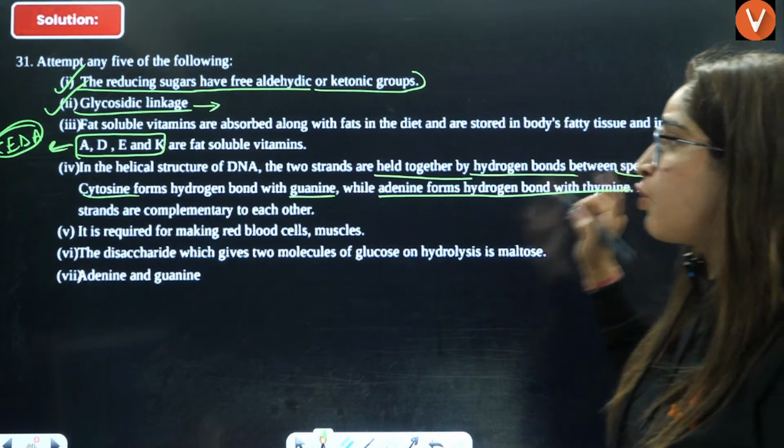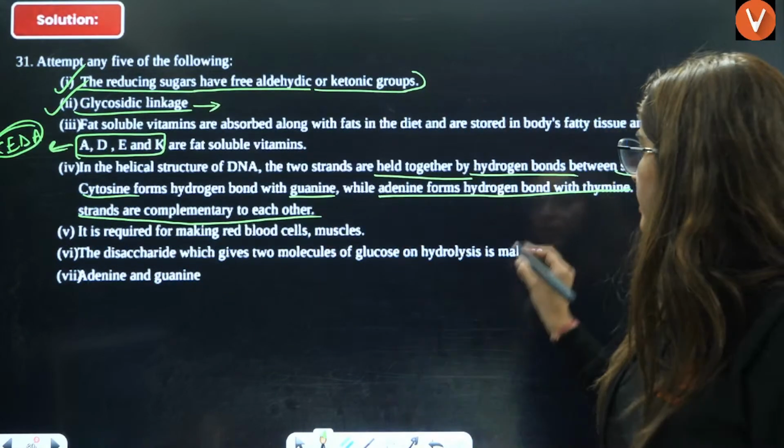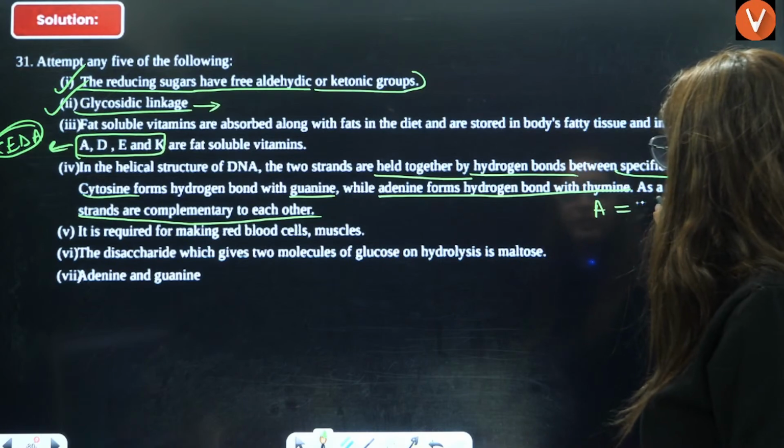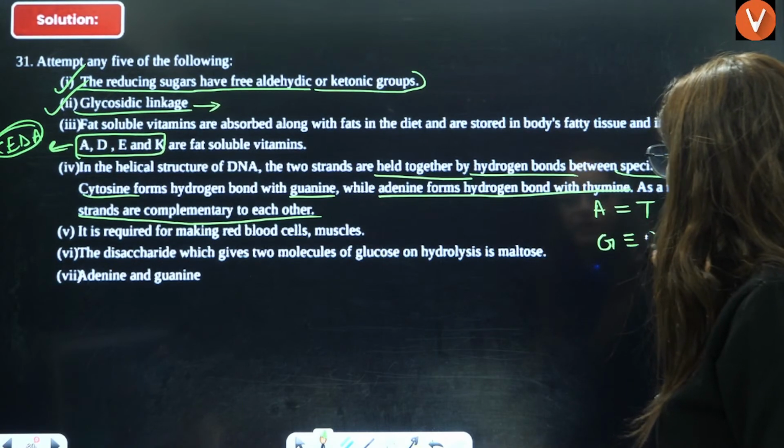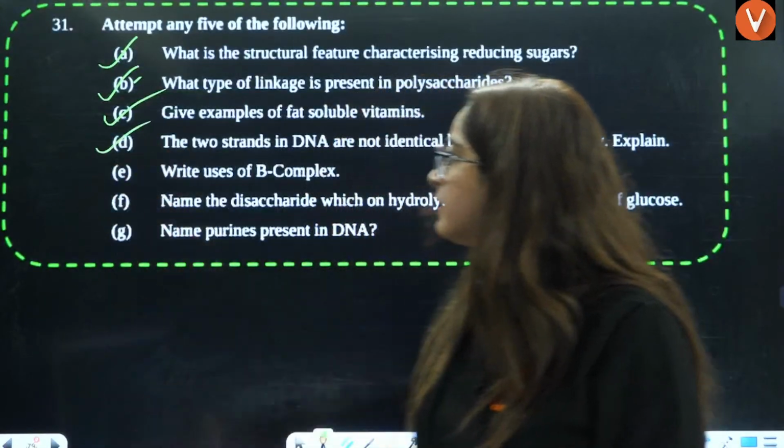As a result, the two strands are complementary to each other. Understood? A is hydrogen bonded with a double bond, G is hydrogen bonded with a triple bond. Okay? This also we have done.